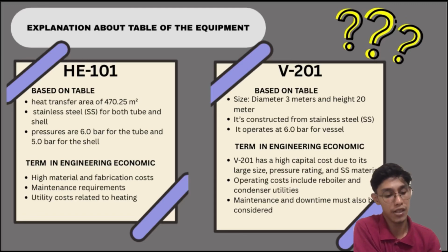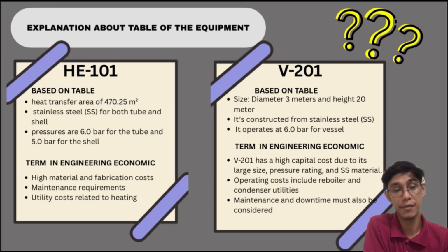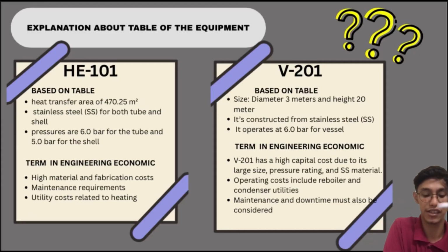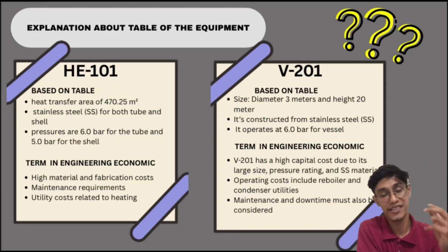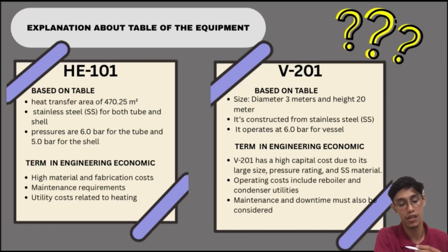Then about the V201, it has a diameter of 3 meters and height of 20 meters. It is constructed by stainless steel SS and it operates at 3.0 bar for the vessel. In terms of engineering economy, it has a high capital cost due to its large size, pressure rating and the SS material, and its operating cost includes the reboiler and the condenser utilities. The maintenance and downtime must also be considered.